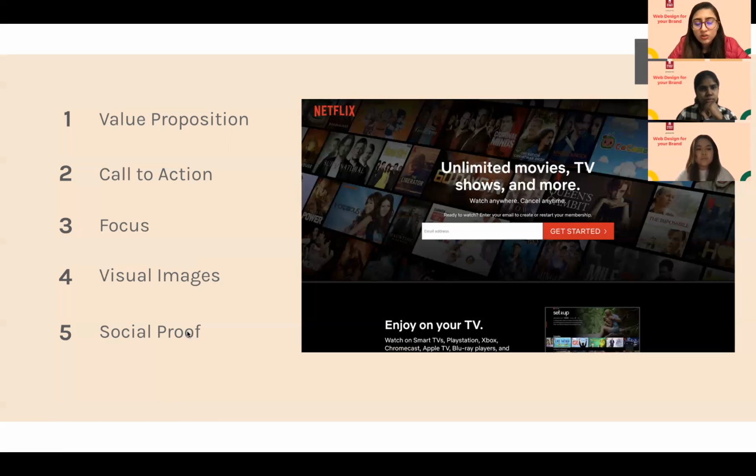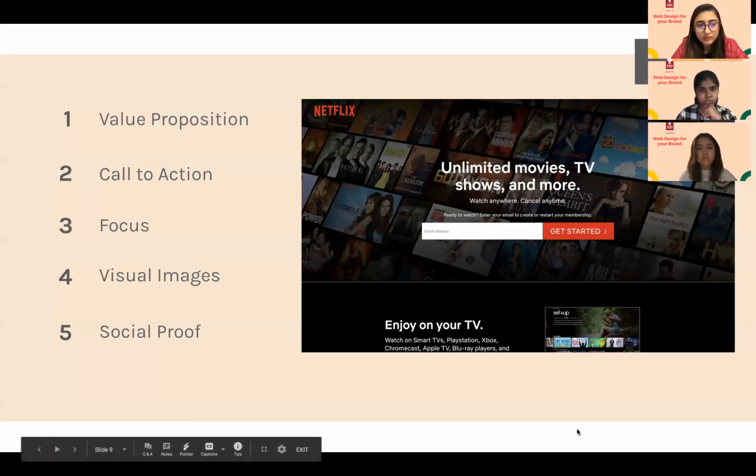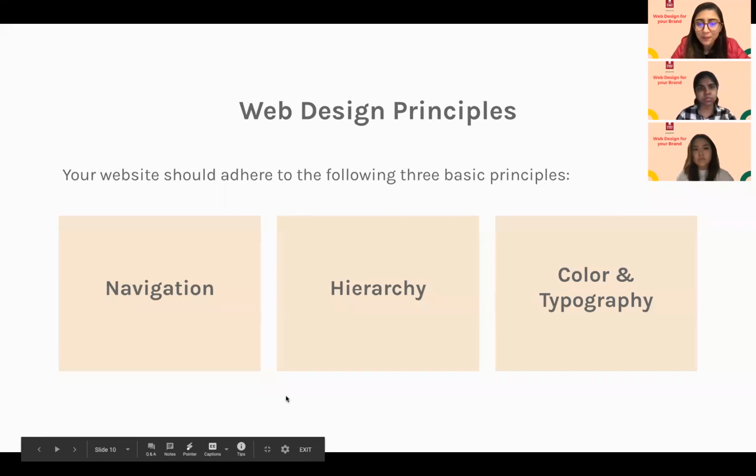Then visual images and social proof are also used for people to relate to your website. So if you add pictures or show logos of brands that people know, that helps them have social proof and build trust in your website. So those are the five crucial strategies for designing your website.